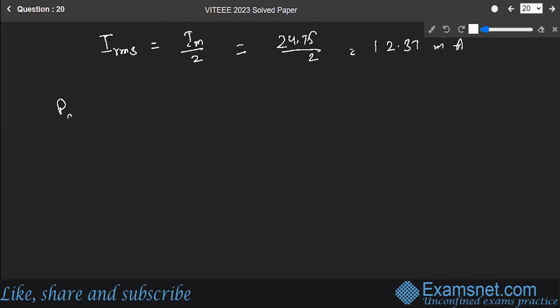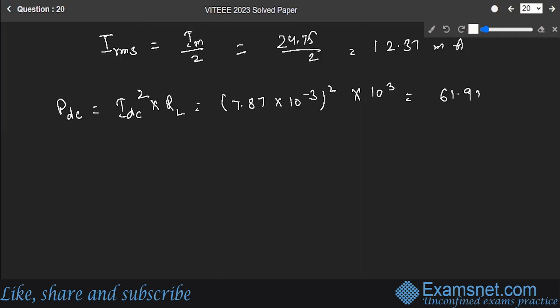Therefore, you have power DC is equal to I DC square into RL. This is 7.87 into 10 power minus 3 whole square into 10 power 3. This is equal to 61.9 microwatt.